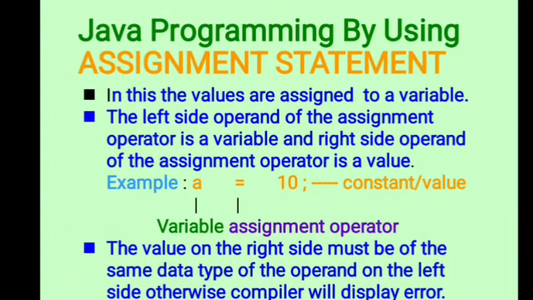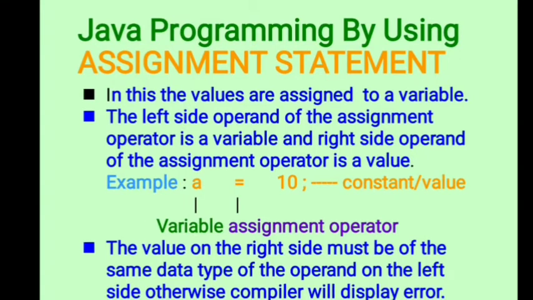Now, Java programming by using assignment statement. In this, the values are assigned to a variable. The left side operand of the assignment operator is a variable and the right side operand of the assignment operator is a value. Now, a is a variable, equal to is an assignment operator, and 10 is the constant or the value.